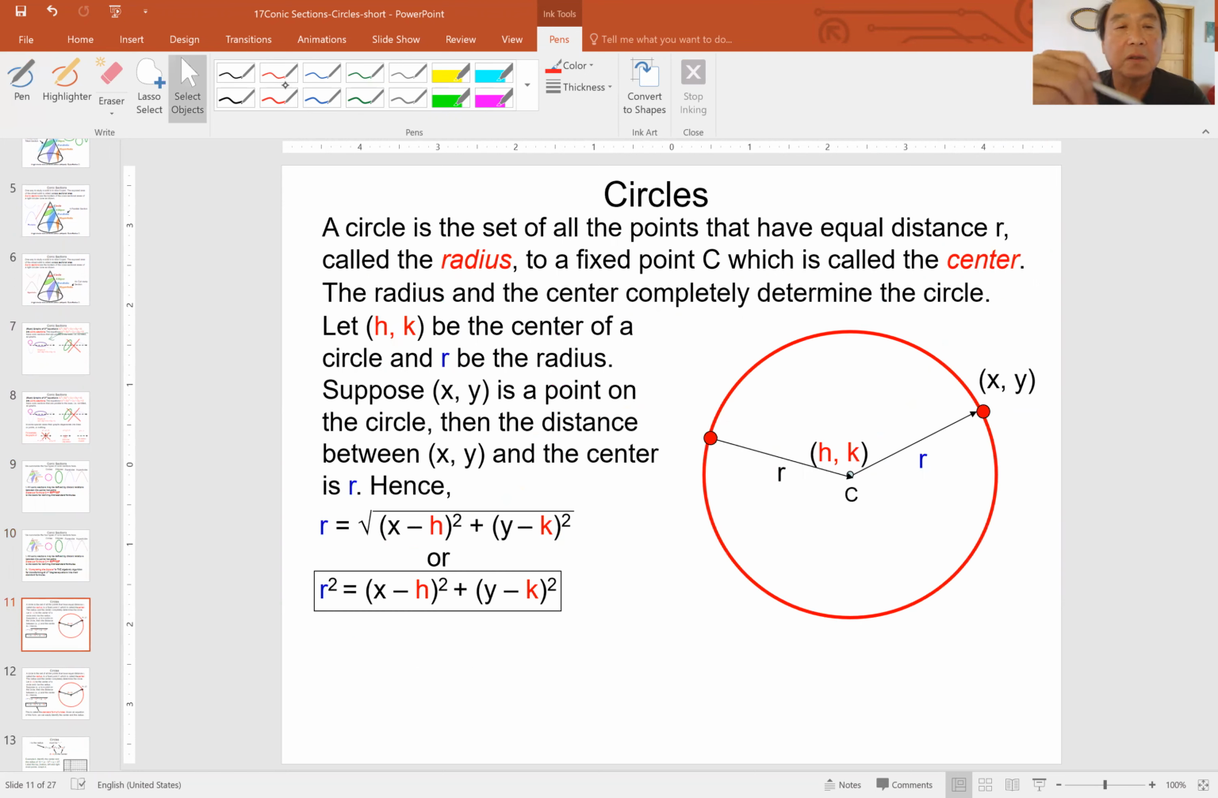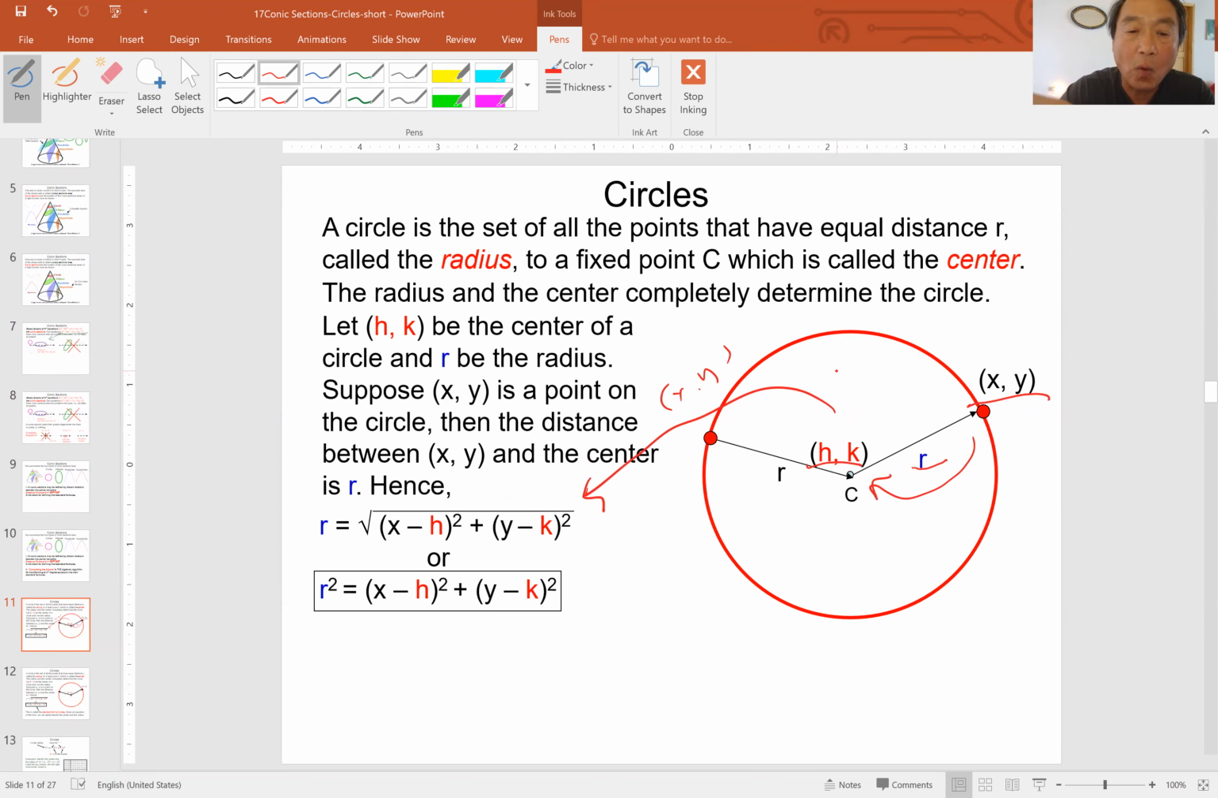We start with a circle. The circle consists of all the points x, y that are distance r from a center. So if I know the center and r, I put them into the distance formula, and the x, y must fit this equation. It says the distance to the center is r. Square both sides, and I get the standard equation.